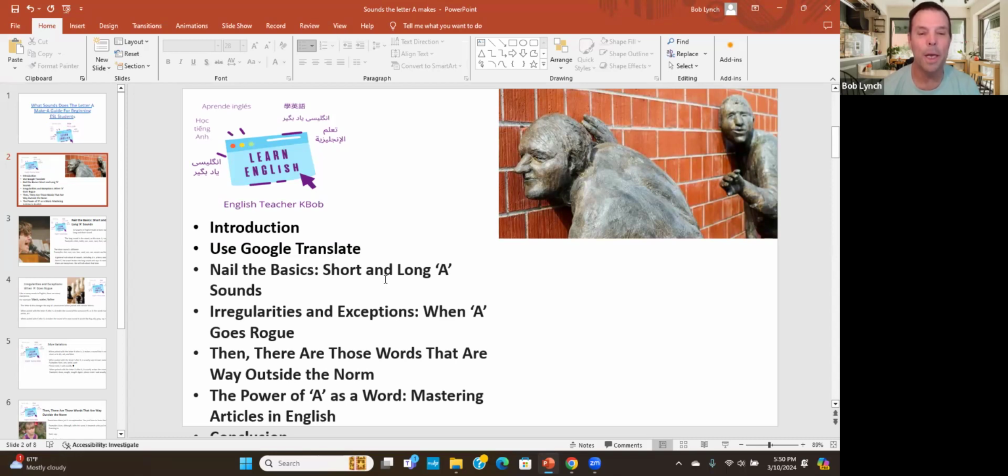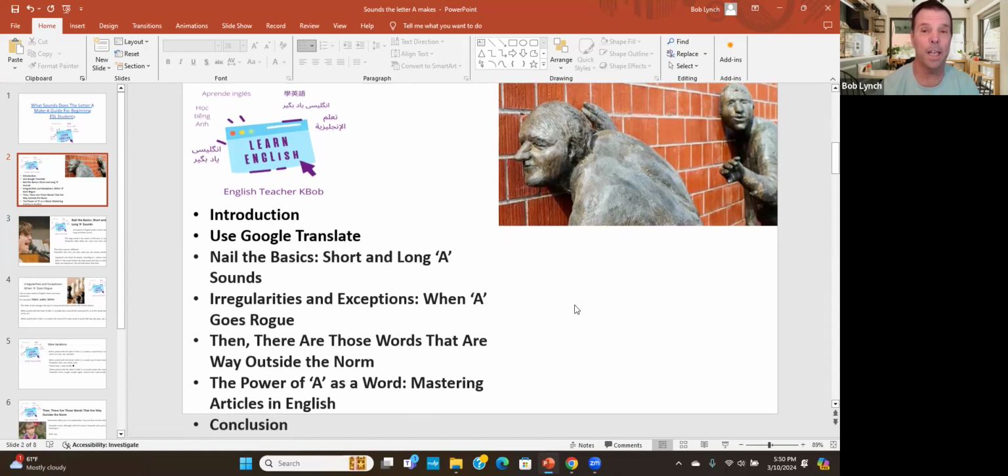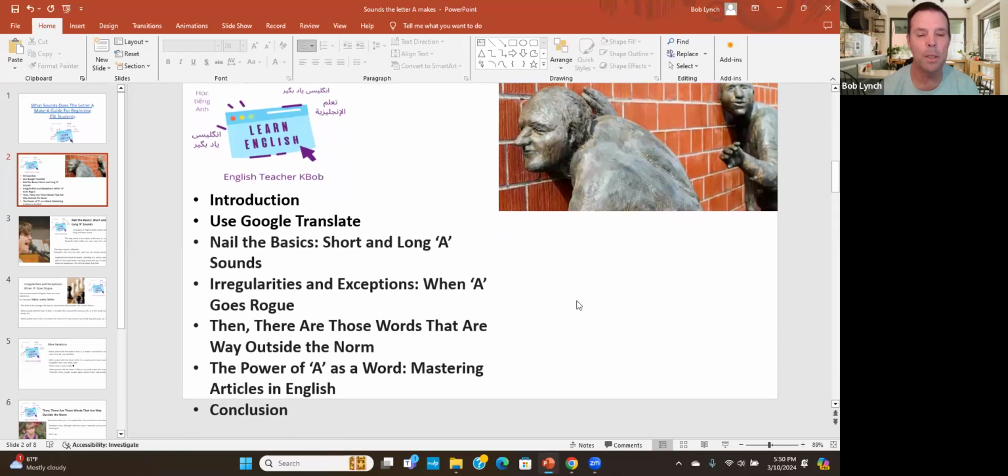So we're going to talk about how to nail the basics, the short and the long A sounds. We're going to talk about some irregularities and exceptions, when A goes rogue, those words that are way outside the norm. And the power of A as a word, because A is also a word, and mastering articles in English. And then we're going to go to the conclusion. Okay, so let's get started.